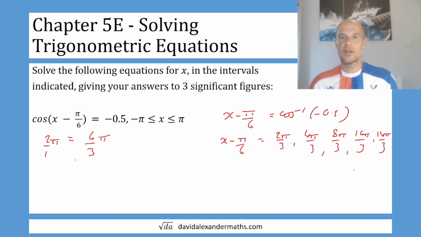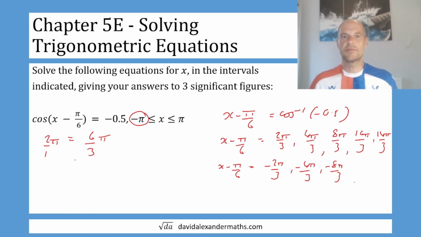There we go. All right, so definitely since we are going to a lower limit of negative pi, if I subtract 6 pi over 3 from 4 pi over 3, I'm also getting x minus pi over 6 is minus 2 pi over 3, minus 4 pi over 3, minus 8 pi over 3, etc.